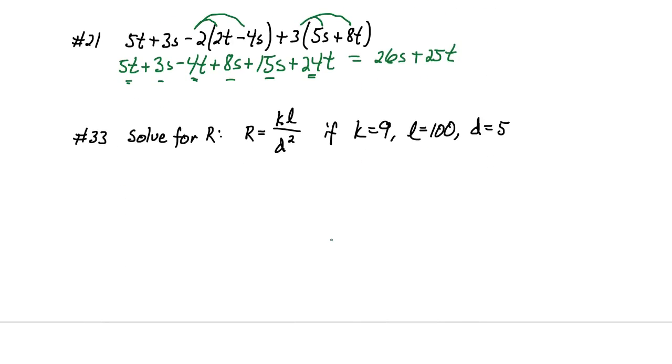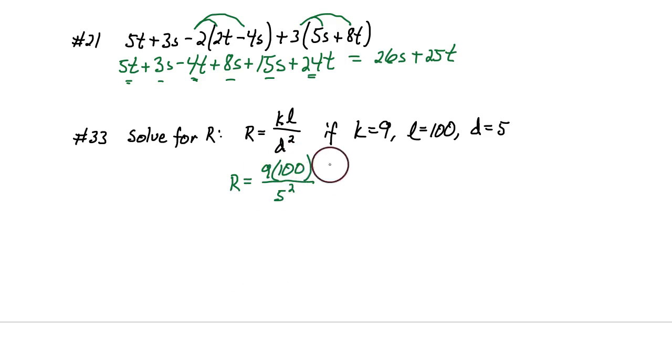For number 33, it's another one of them where you solve for one of the variables because you've been given values of the other variables. This time we're asked to solve for capital R. So for the K, fill in 9. For the L, 100. In the denominator, for the letter D, fill in 5.